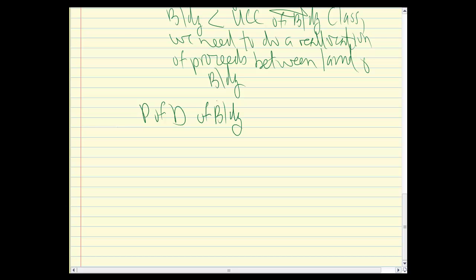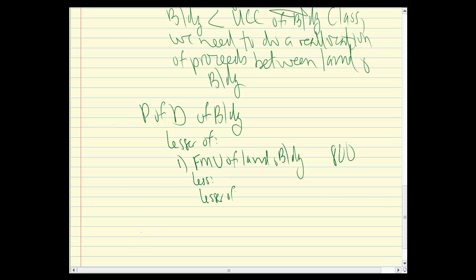Everybody agree? So let's see the calculation again, and you're going to see the way they contrived it to make this happen. Building: proceeds of building is the lesser of the fair market value of land and building, which is 800,000. Remember, take the two together. So we already know what the total proceeds are. That's a pretty easy number to figure out. Minus the lesser of the fair market value of the land, which is 700, or the ACB of the land, which is 250.